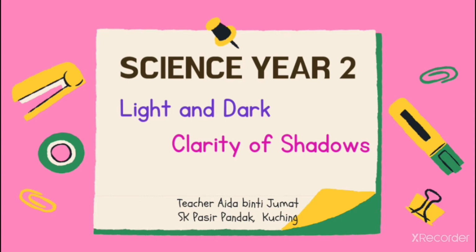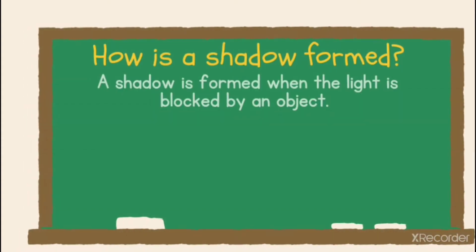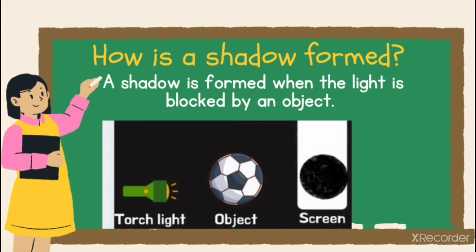Today we are going to learn about clarity of shadows under the topic of light and dark. Do you still remember on our previous lesson we have learned about how a shadow is formed? A shadow is formed when the light is blocked by an object. As you can see in the picture, the light from the torchlight is blocked by the ball. So, a shadow will be formed on the screen.